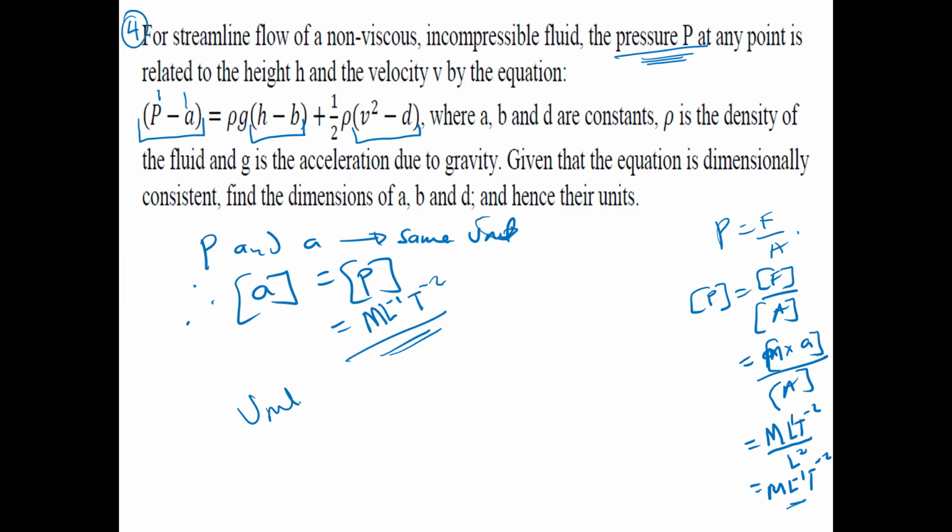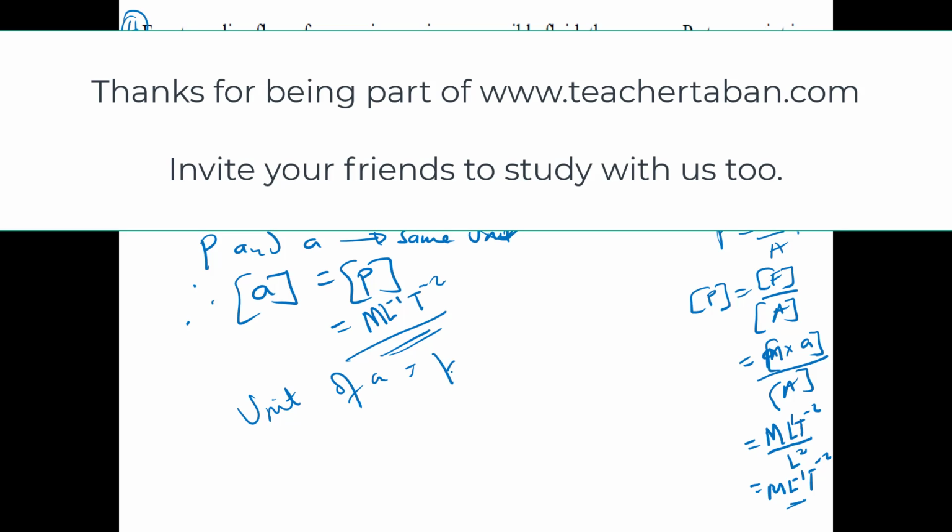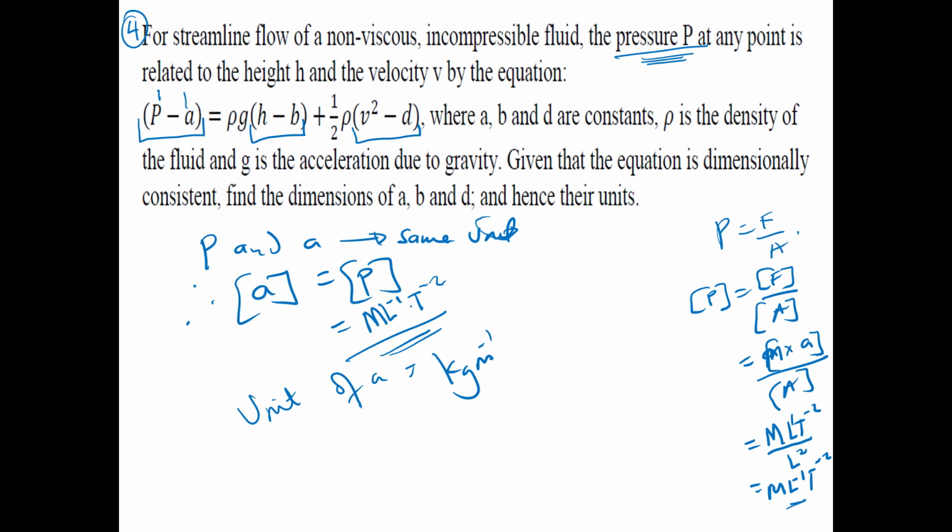And hence, unit of A will be, M is the kilogram because it's mass, so you have kilogram. L is the length, so you have per meter. And then T is the second, so you have per second squared. And that is the unit of this. In case you remember that P is pressure, then you can simply come and say that this is the same as pascals. But you want everything expressed in terms of the mass, length, and time. So express that in the base units. So that is A. How about B?